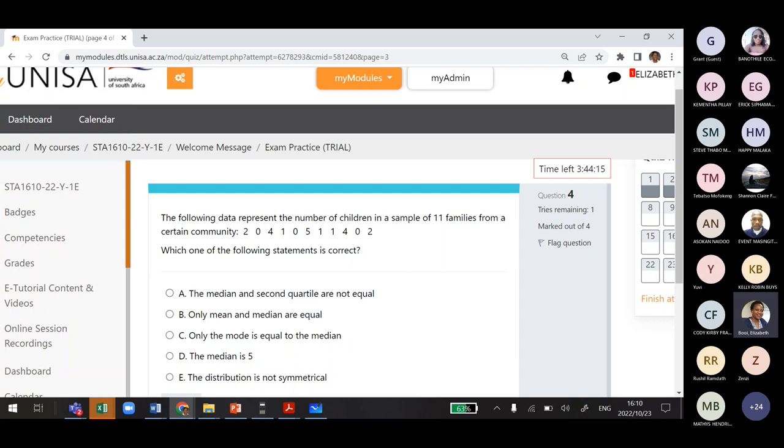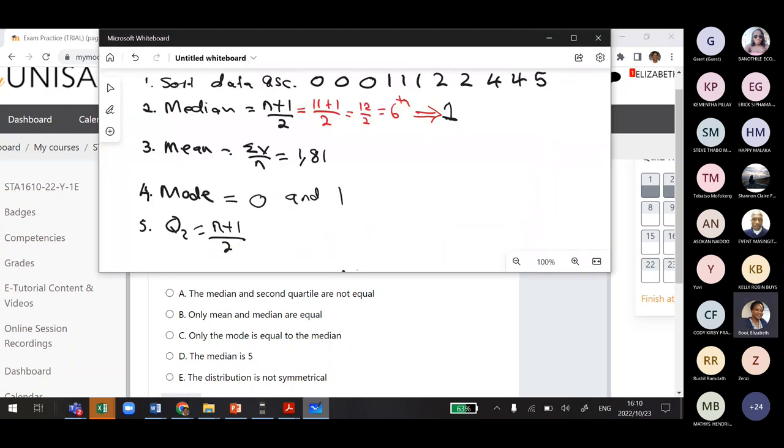And also remember, we're looking for the correct answer, right? So number 1, is it correct or incorrect? It will be incorrect. Only the mean and the median are equal. So median and the mean, incorrect. 1 and 1 point. So it's also incorrect. Only the mode is equal to the median. Incorrect. The median is 5. Is it correct? Incorrect. It's incorrect because the median is 1, not 5.